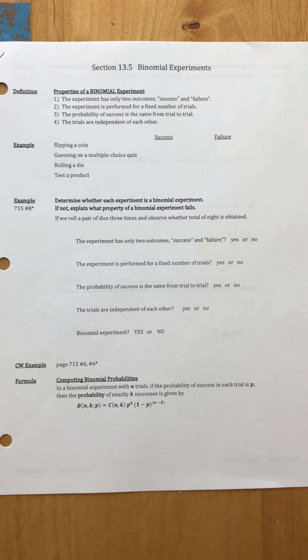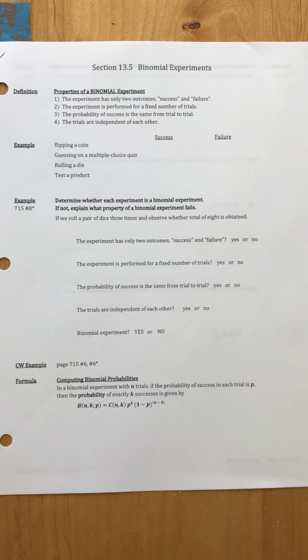Let's read the first property. The experiment has only 2 outcomes, success and failure. So that's what it is. Now I want you to keep in mind that when we say success and failure, it just means it has 2 outcomes and we consider them success and failure. It's just whatever you are interested in, you call success, and whatever you're not interested in, you call failure.